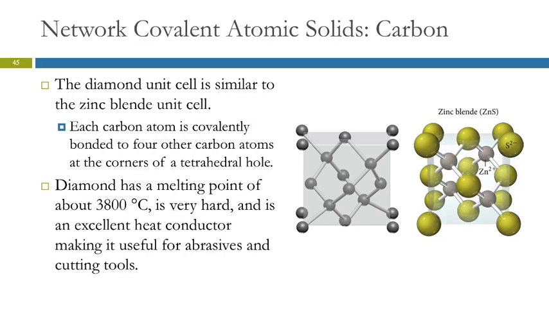It's very hard because in order to break a diamond, you have to break a whole bunch of covalent bonds. It's also an excellent heat conductor, but it doesn't conduct electricity. Because it's a good heat conductor and it's very hard, it's useful for abrasives and cutting tools. When you've got a cutting tool, it's often used moving at high speed. Think of a circular saw blade. It's moving, there's a lot of friction, it gets hot. You want something that's not going to melt or burn, and you'd like it to be able to conduct the heat away so that it doesn't get even hotter.